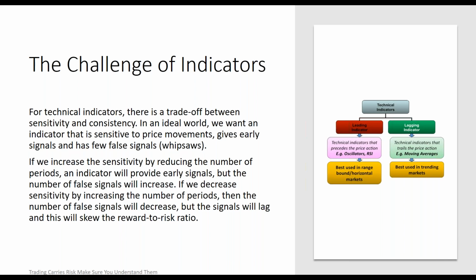But remember, for technical indicators, there is a trade-off between sensitivity and consistency. In an ideal world, we want an indicator that is sensitive to price movement, gives early signals, and has few false signals. Yeah, good luck. If we increase the sensitivity by reducing the number of periods, an indicator will provide early signals, but the number of false signals will increase.